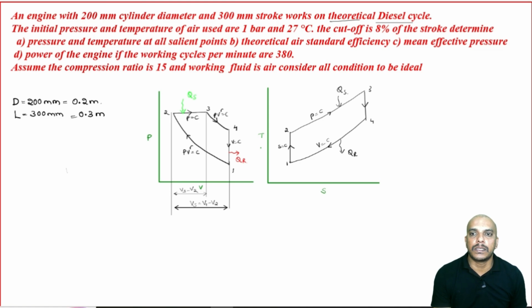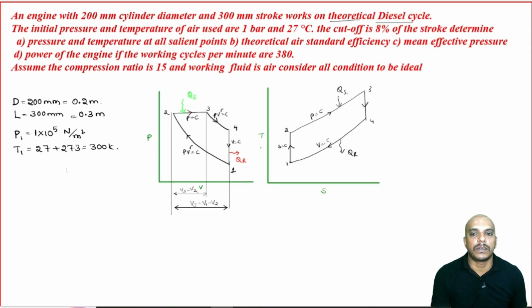Works on a theoretical diesel cycle. The initial pressure in our cycle is P1, given as 1 bar. So, 1 bar is 10 power 5 Newton per meter square, and initial temperature T1 is 27, which we will convert into Kelvin. 27 plus 273, that will be 300 Kelvin.